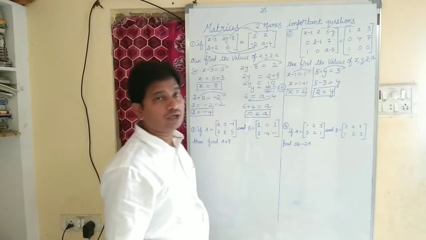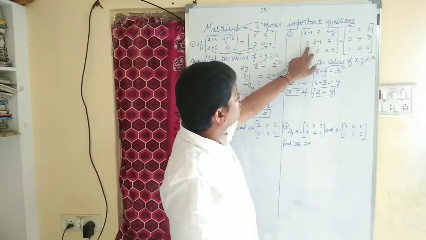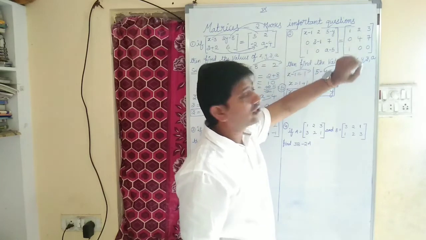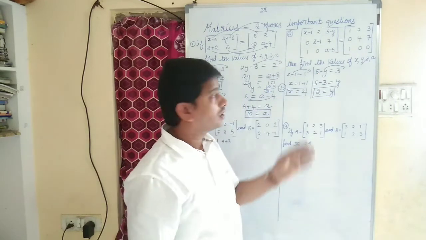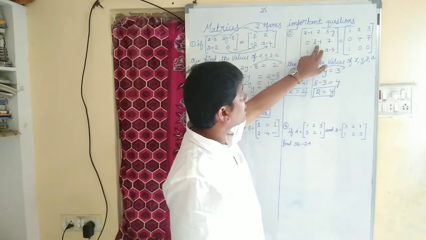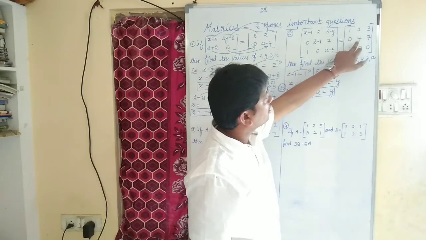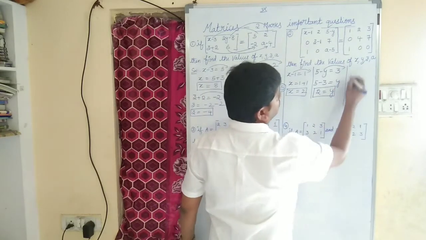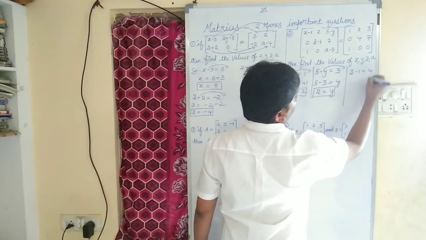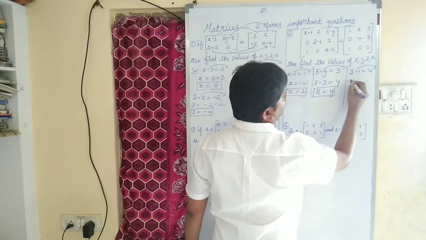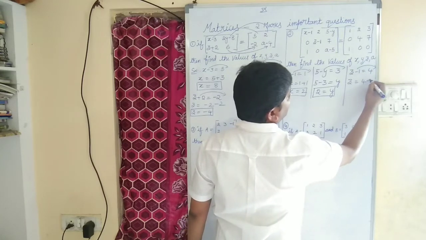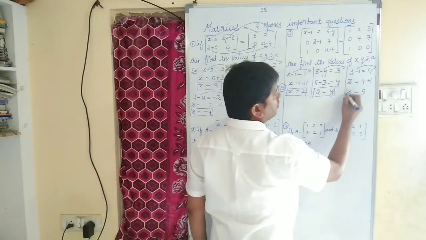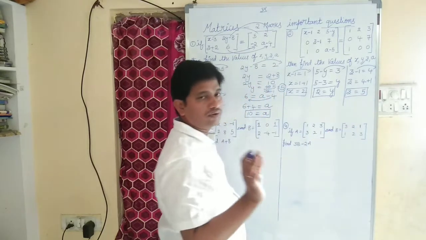Now coming to z value, the second row first element is 0 here, and here also the second row first element is 0, they are equal. Now coming to the second row second element, z minus 1, here the element is 4. We need to equate z minus 1 equal to 4. Minus 1 if you transpose it will become plus 1. So z is equal to 4 plus 1, how much children? 4 plus 1 is equal to 5.